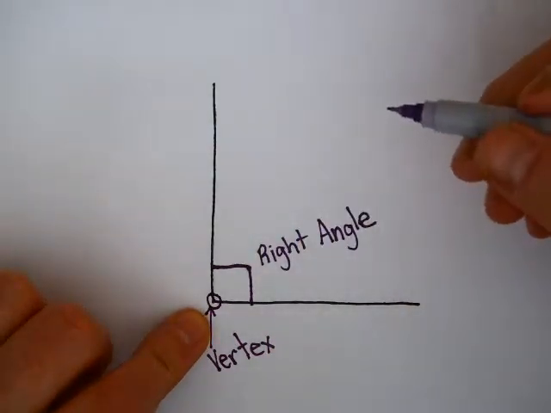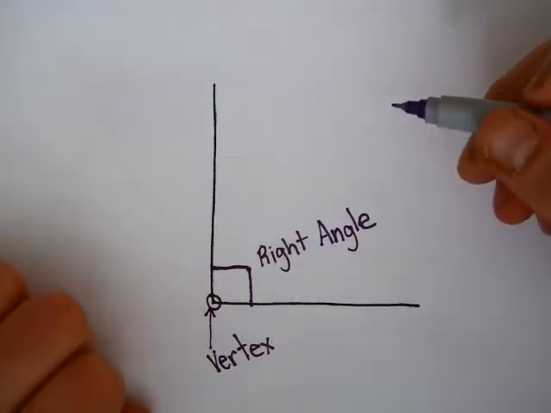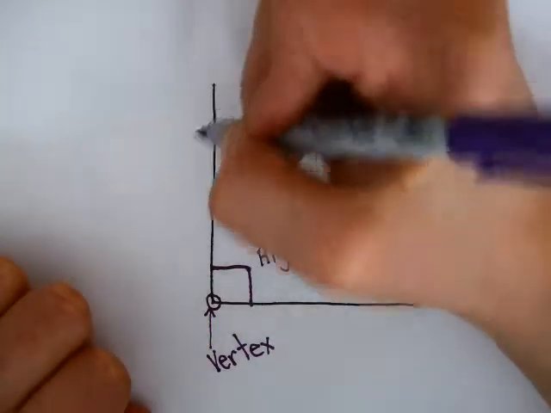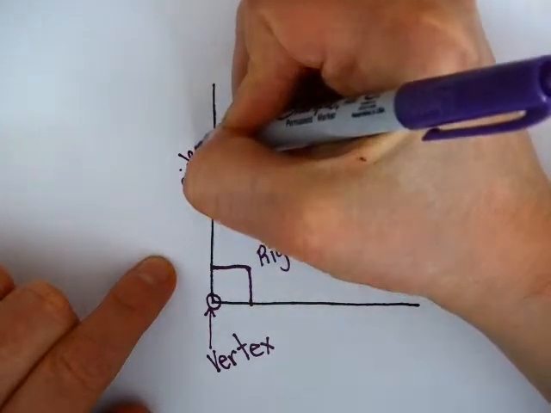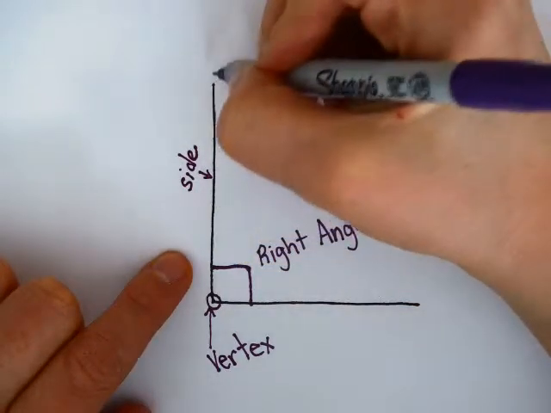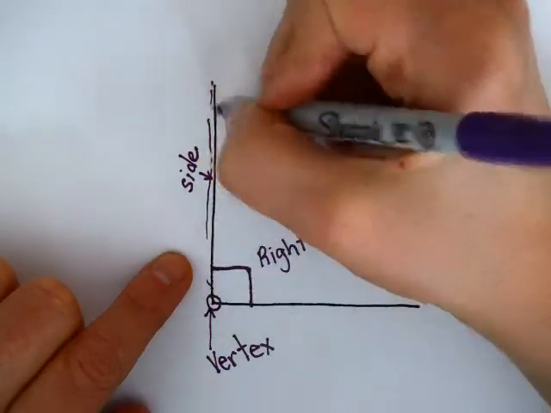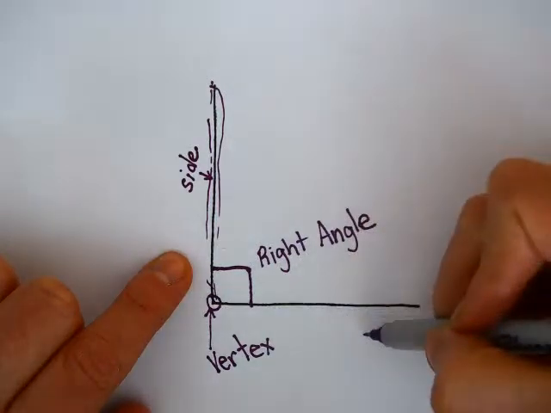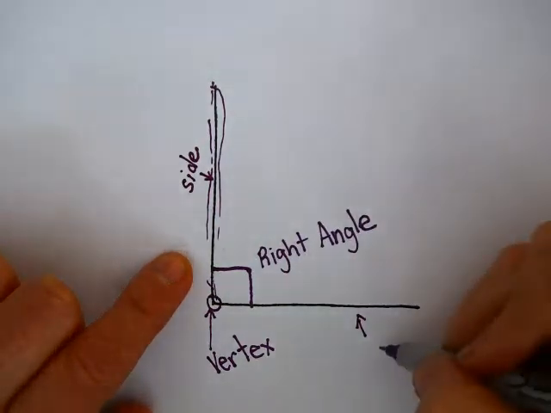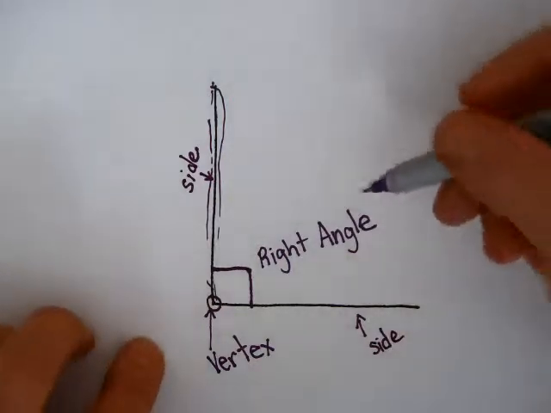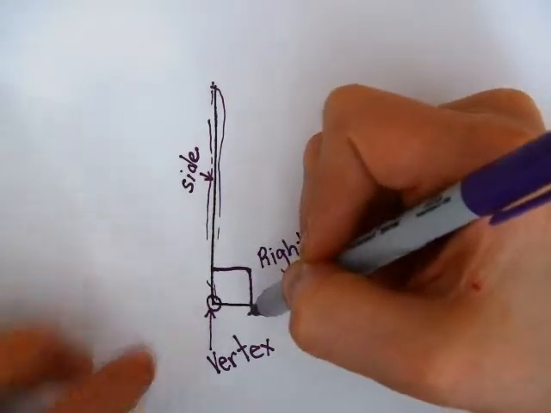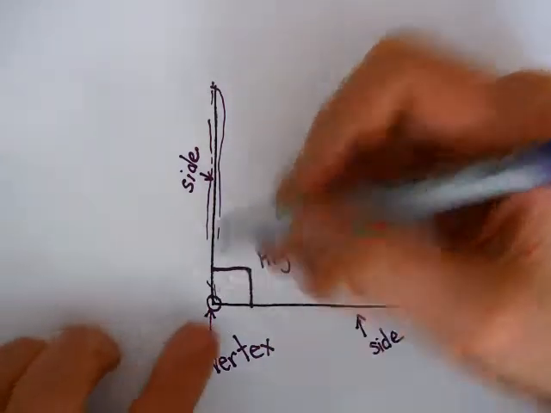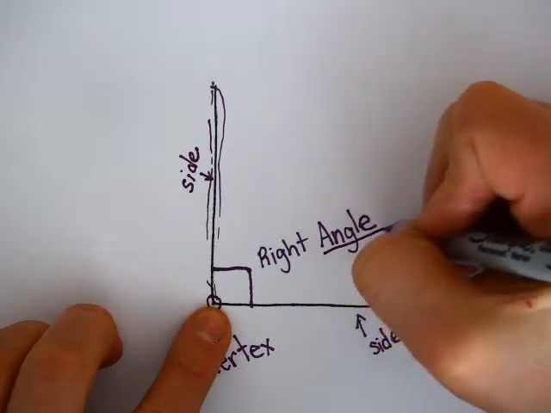The other thing that we're going to talk about is the side of an angle. The side of an angle is going to be the long parts here. So there's a side there, and this is also a side of an angle. By the process of elimination, the angle is this part right in between. It's the part in between the two lines that makes the angle. In this case we have a right angle.